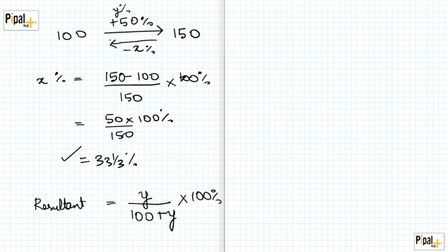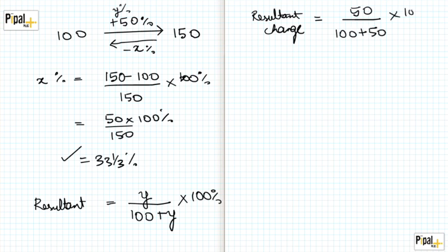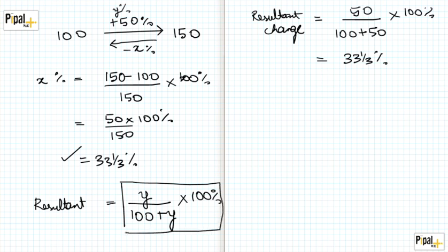So if I were to calculate for this example, my resultant change percentage would be: I increased 50% previously, then the new base has become 100 plus 50, times 100%, which gives us 50 upon 150, 33 1/3%. So this is the formula that we are going to use to calculate the percentage change to come back to the original starting point.